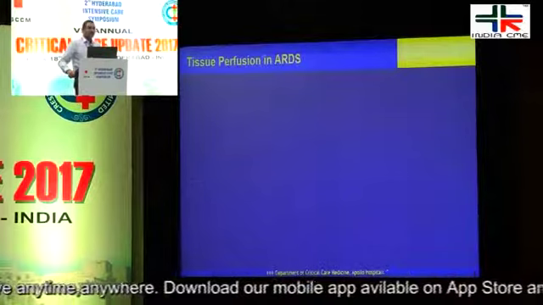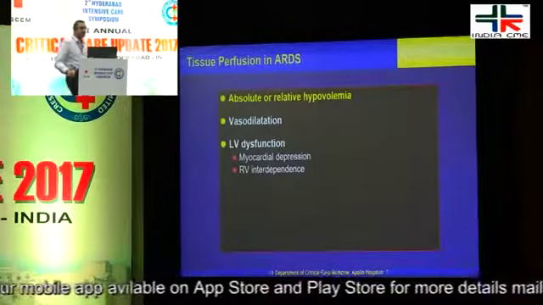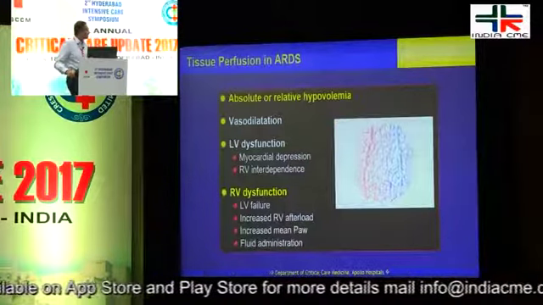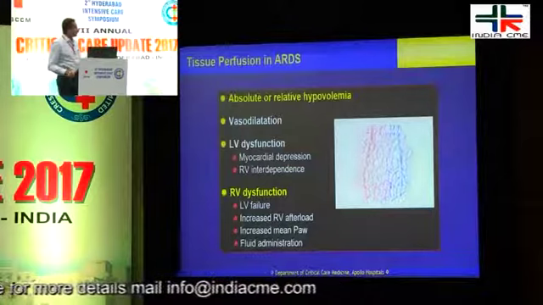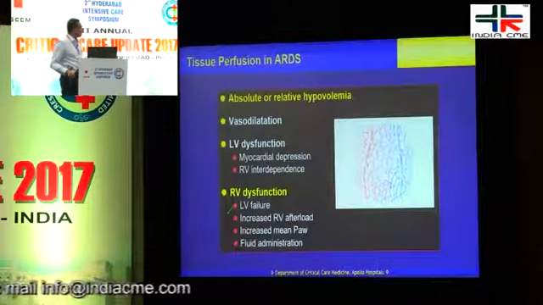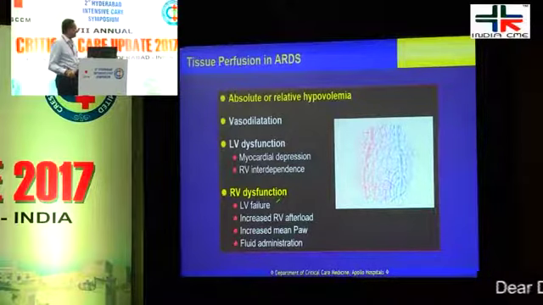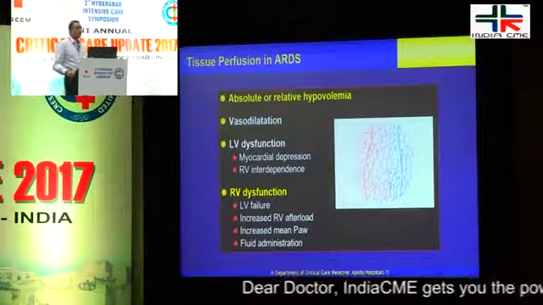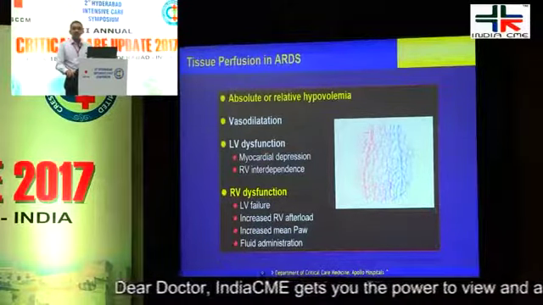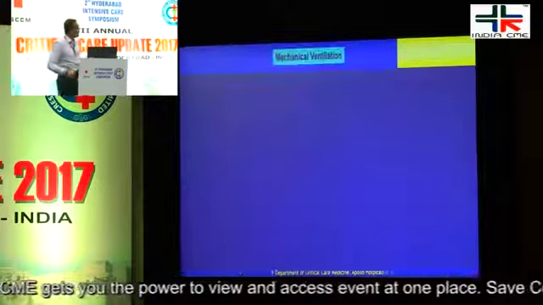The second part of the triad is tissue perfusion in ARDS. As we saw earlier, it could be from hypovolemia, vasodilatation, LV dysfunction, and significant amounts of RV dysfunction. RV dysfunction could be from the LV failure, it could be because of increased afterload to the right ventricle, we will talk about the mechanisms in a bit, increased mean airway pressures caused by the ventilator, or it could be because of overzealous fluid administration that you and me do, and that is the part that we are very worried about not to overdo in terms of fluid administration.